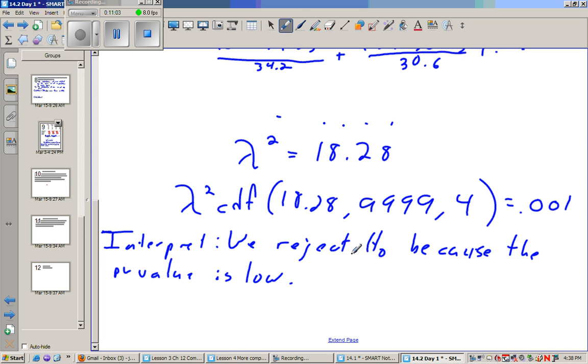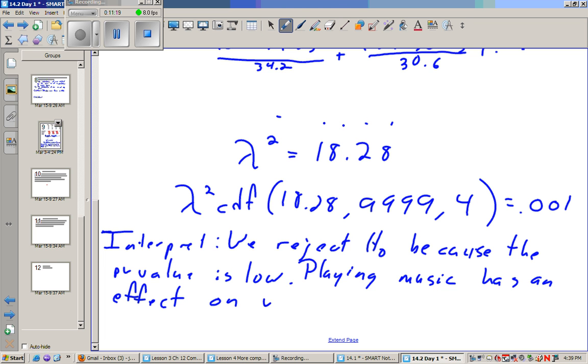So now we have to write a conclusion. So we have to write a conclusion that says playing music has an effect on which wines customers purchase.